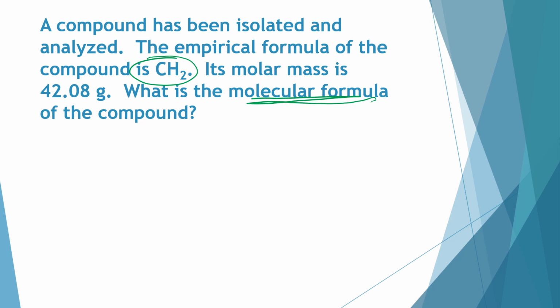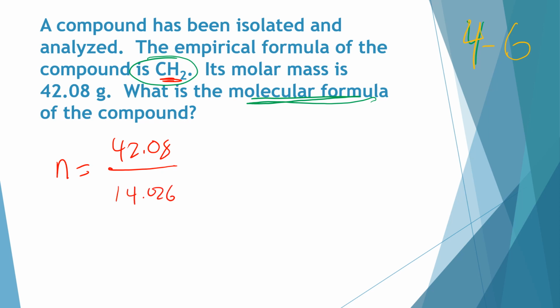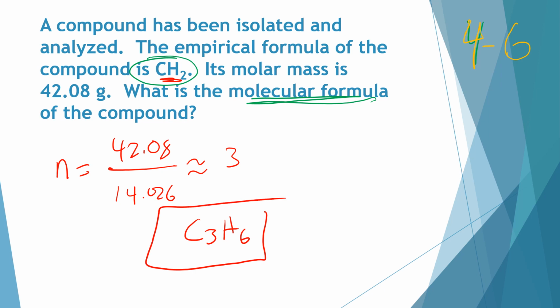This is going to be steps 4 through 6. All right. So my N equals 42.08 divided by the mass of CH2. So 12.01 plus 2 times 1.008 is going to be 14.026. Just by looking at this, you think it can probably be pretty close to 3. So you're going to take your 3 and distribute it through your empirical formula to get your molecular formula in the end.